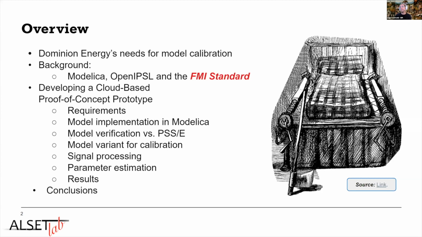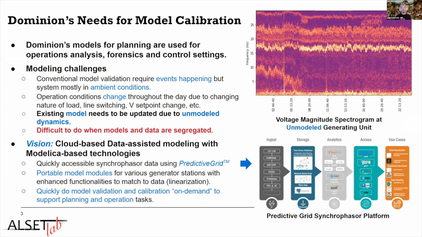So Dominion Energy is an American energy company. They operate more than 6,000 miles, American miles, of transmission lines. They own power stations. The models that they use are mostly used for planning, some for operations, forensics, and to define control settings.